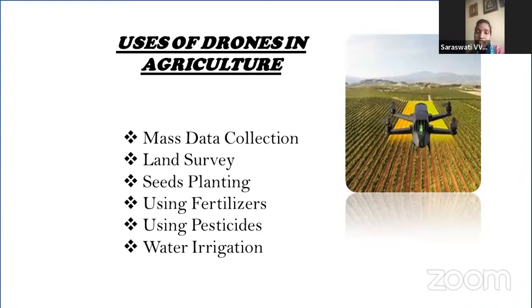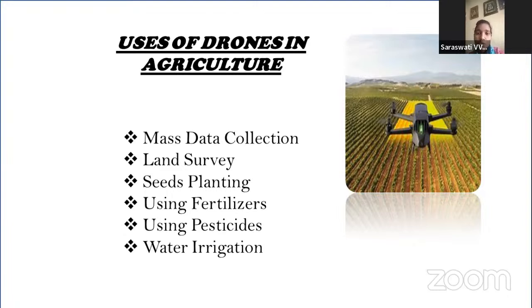And third one, seeds planting. By the drone, we can track whether seeds are planted in the proper way or not. The planting drone has a seeds container where the seeds are stored. There is a funnel through which the seeds drop.